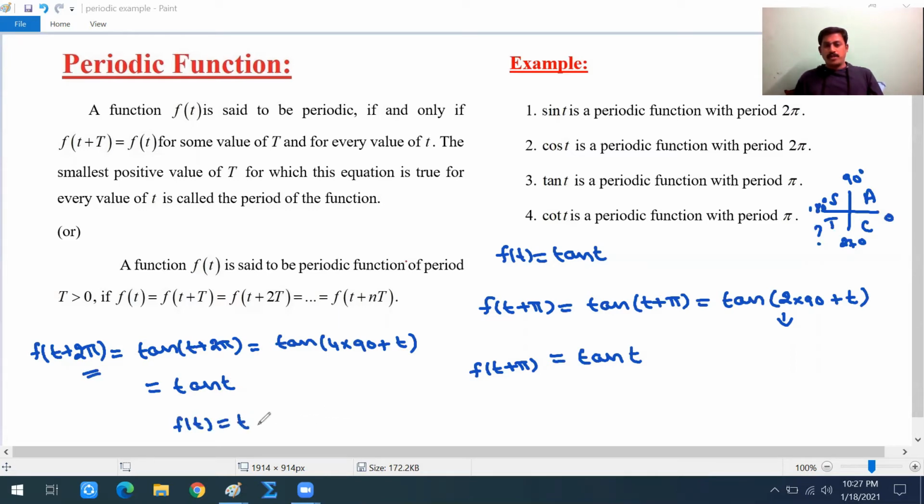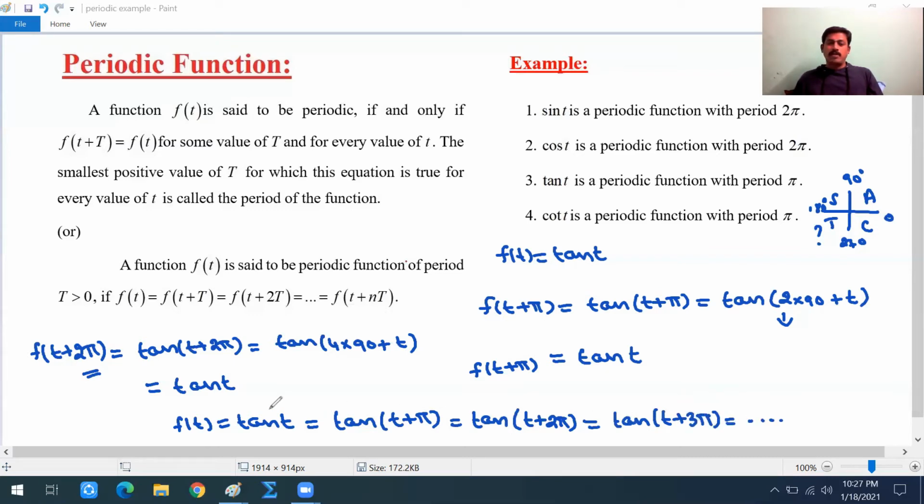Based on our definition, f of t equal to tan t, that is equal to tan of t plus pi, equal to tan of t plus 2 pi, equal to tan of t plus 3 pi, etc. You are getting the same value tan t. So these are all your t values, t, 2t, 3t. Among this pi, 2 pi, 3 pi, which one is the smallest one? This pi is the smallest one. So therefore tan t is a periodic function with period pi. The same way cot t is a periodic function with period pi.